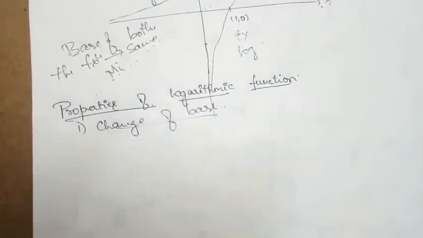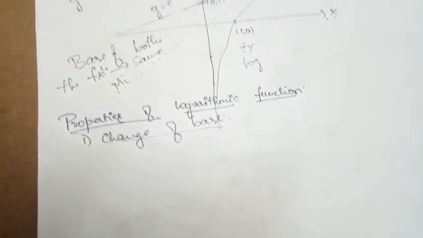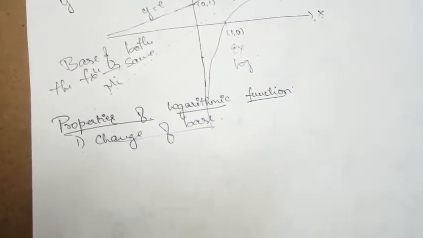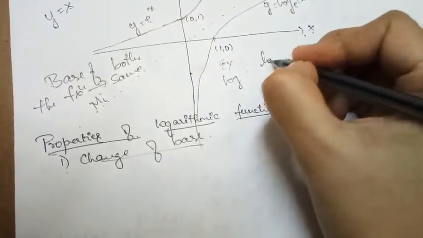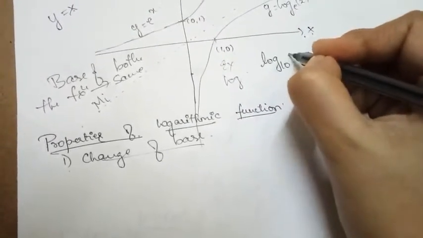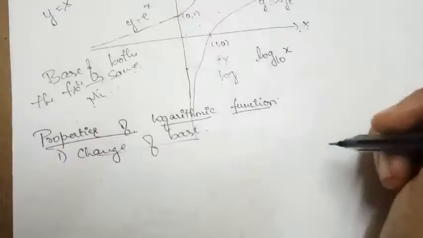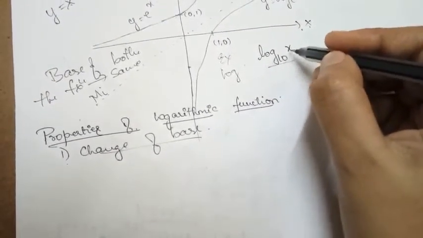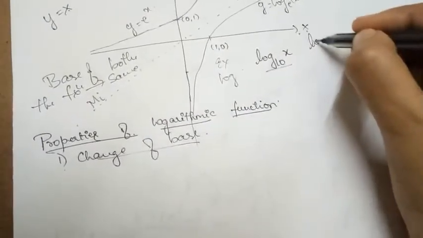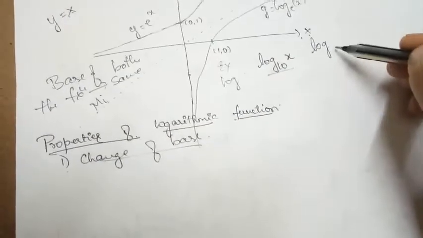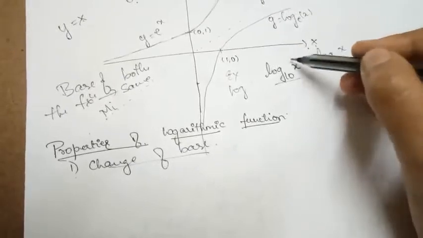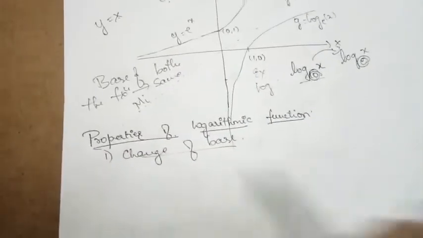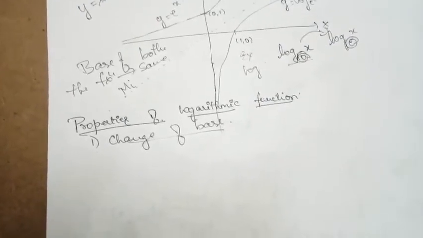What is this property in the logarithmic function? If we need to change the base of the logarithmic function from one base to another base, suppose the function is log base 10 of x, so it was in base 10. We need to convert this log with base 10 of x to the base e. How are we converting from base 10 to base e? This is what change of base is about.